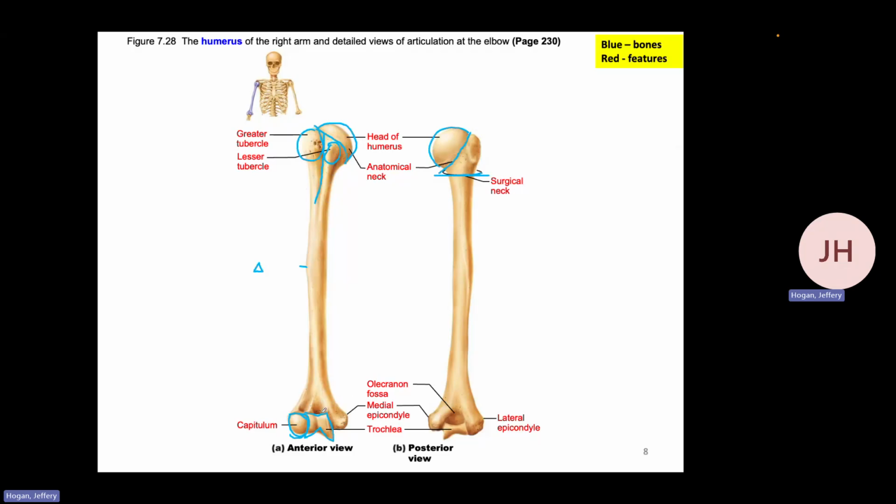Now, the condyles are going to be these articular surfaces. The epicondyles, or beyond the condyle, are these protrusions out to either side. So the medial epicondyle first, the lateral epicondyle here. These can serve as attachment sites for other muscles.